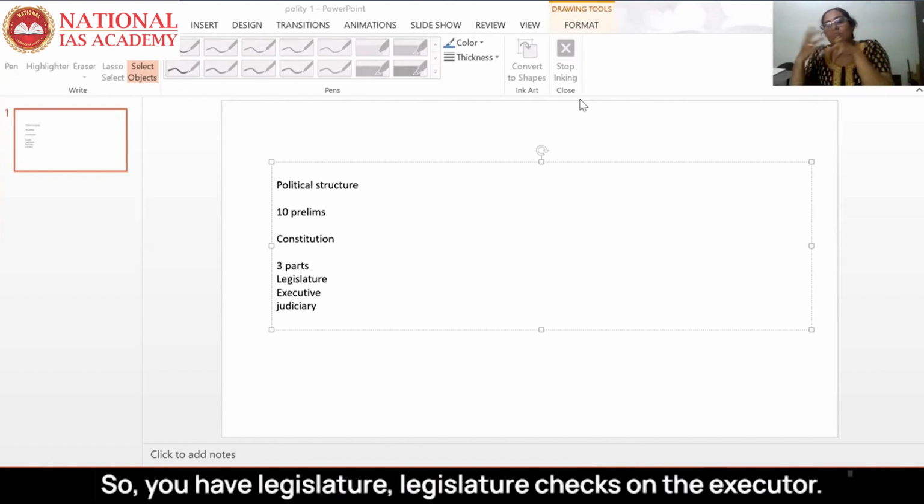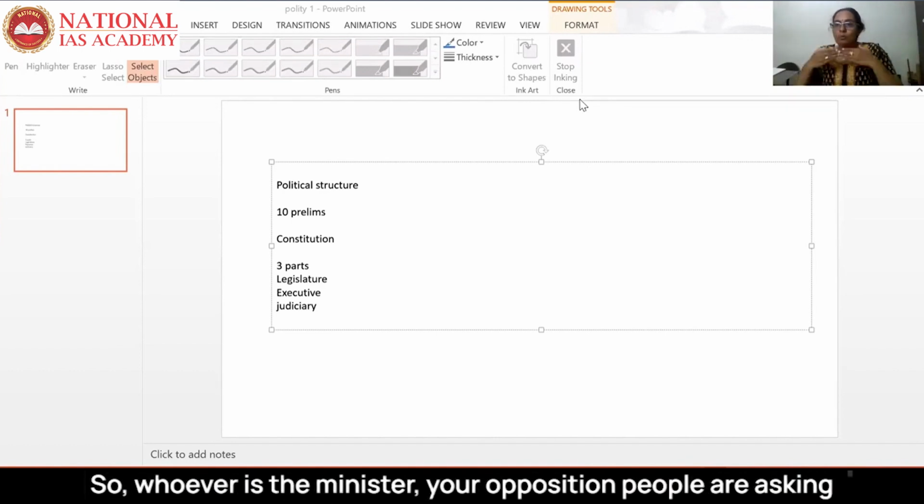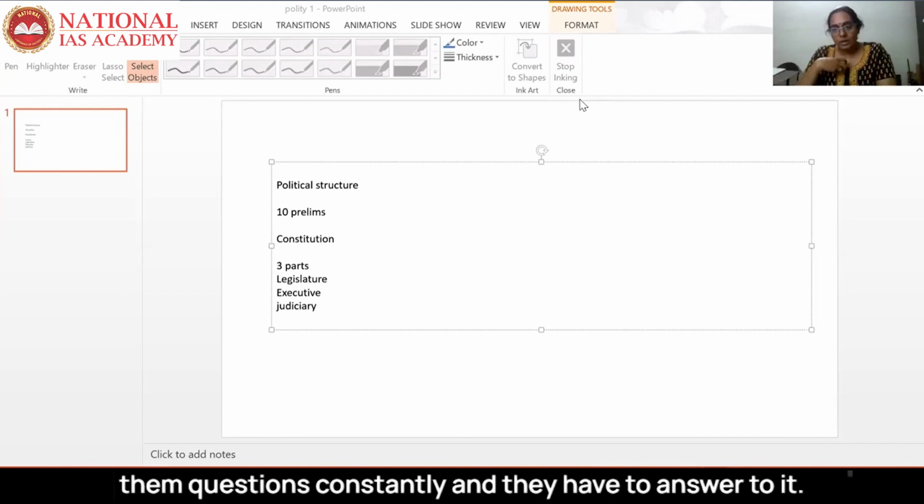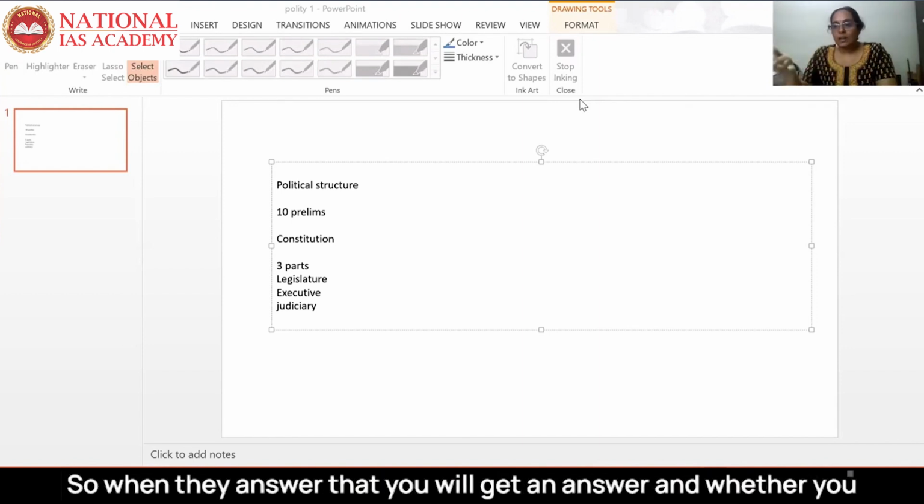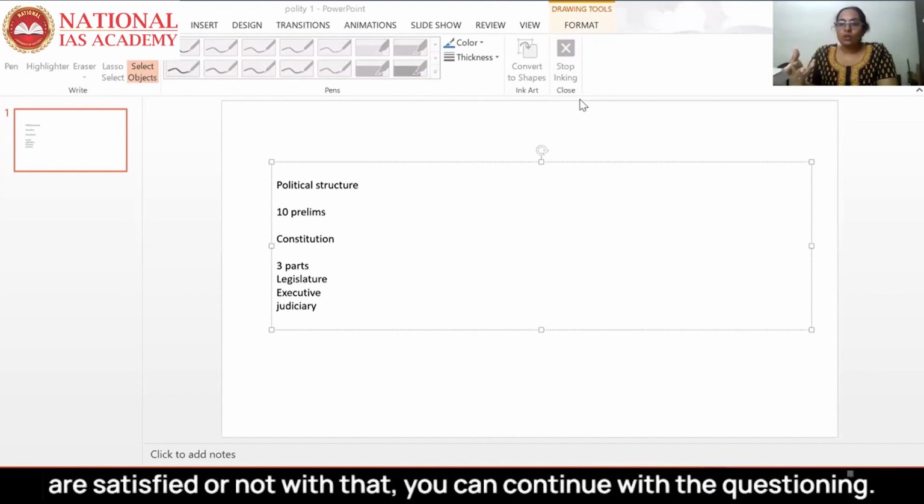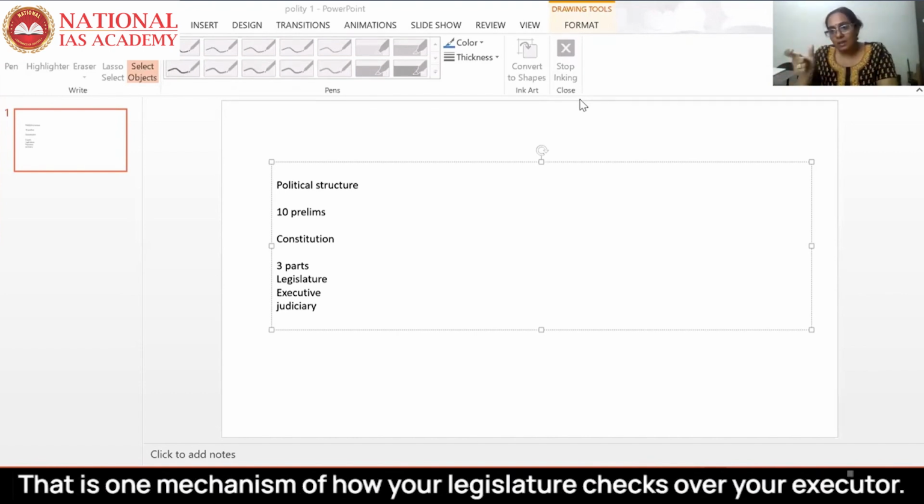Okay, so the legislature checks the executive. Whoever is the minister, your opposition people are asking them questions constantly, and they have to answer. When they answer, you will get an answer, and whether you're satisfied or not, you can continue with the questioning. That is one mechanism of how your legislature checks over your executive. Okay.